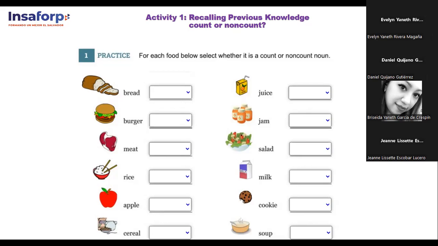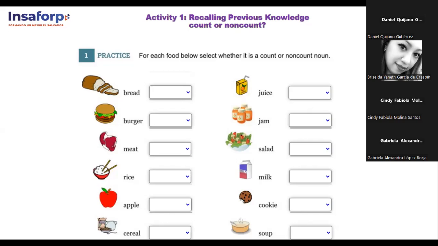Excellent. Thank you, people, for connecting on time. Remember that every second, every minute is counted. So it's important to connect from the beginning of the class, right?